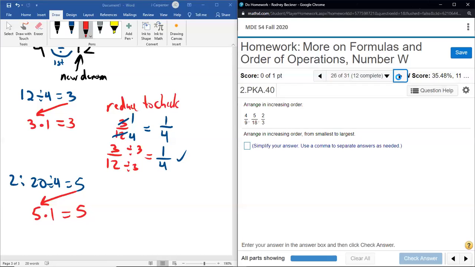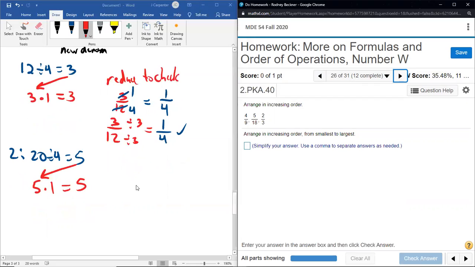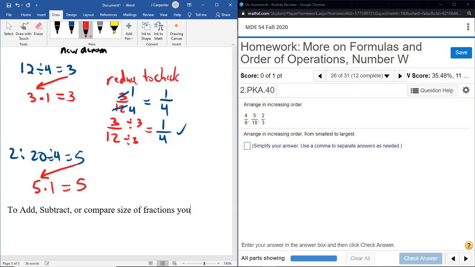Arrange in increasing order. So, in order to order, pun intended, fractions, they all have to have the same denominator. So it's not just adding and subtracting that you need an LCD for. It's also if you want to compare their size. To add, subtract, compare size, fractions need an LCD.